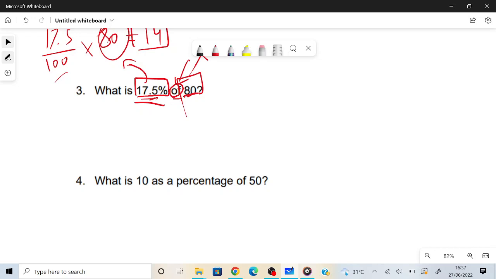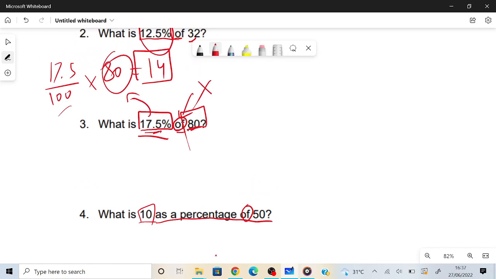It says, what is 10 as a percentage of 50? So as you can see, yes, there is the word of, but it's not exactly asking a percentage of something. It's going the other way around, it's going the opposite. It's asking, what is 10 as a percentage of 50? They've given us the value which you would actually find over here. Like in this case we got 14, they've given us that value, 10. What they're trying to find from us is the percentage, in this case that was 17.5.